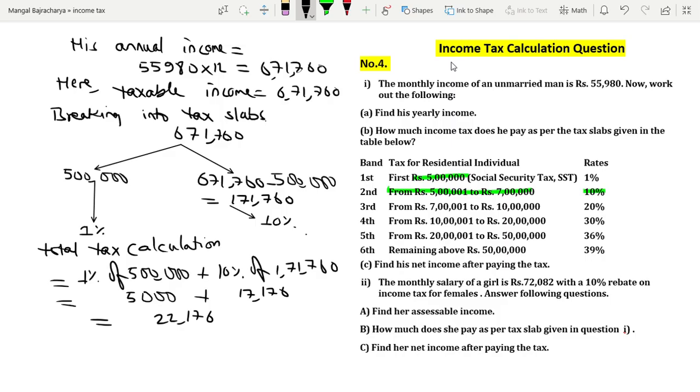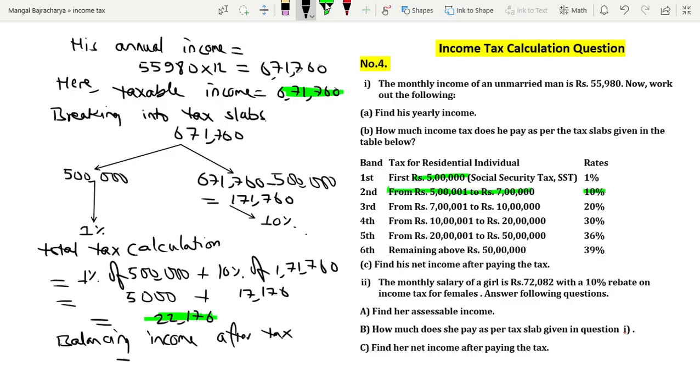So his net income we have already found here at the beginning. So that was 6,71,760, and from that amount he is paying annual tax of this 22,176. So that we get deducted, and balancing income after tax we get there. So balancing income, so it's annual, we are talking about annual income. So balancing annual income after tax.